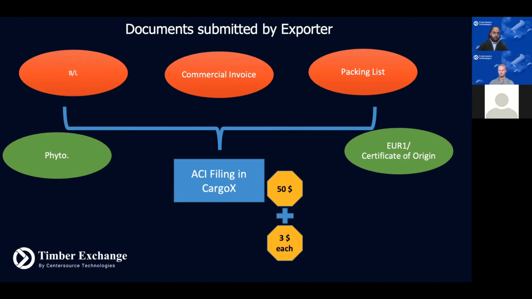You will start the ACI filing, which is, by the way, cost about $50 and $3 for each item. Like you will multiply by 5, so you'll have like 15 plus 50 for each shipment. And if you need to amend any document and re-upload it to CargoX, you are allowed to do so, no problem. But of course, you will have to pay the $3.